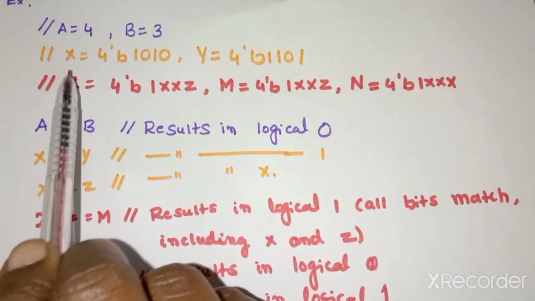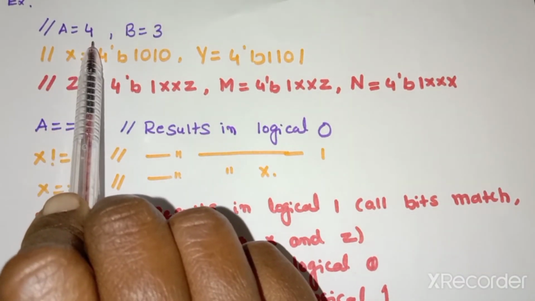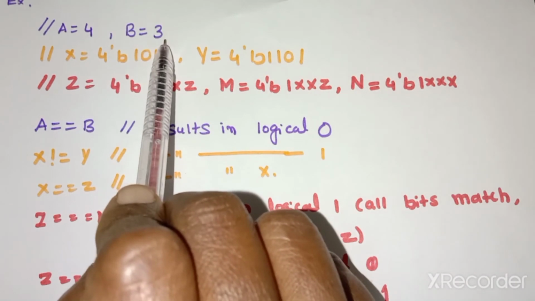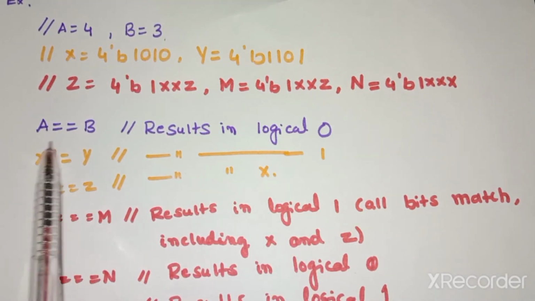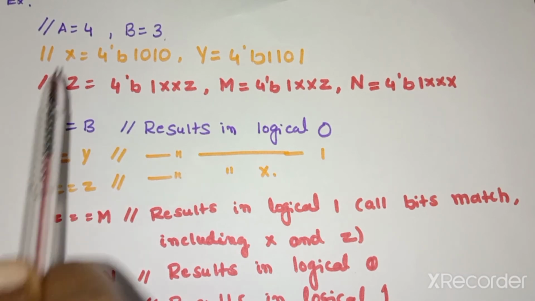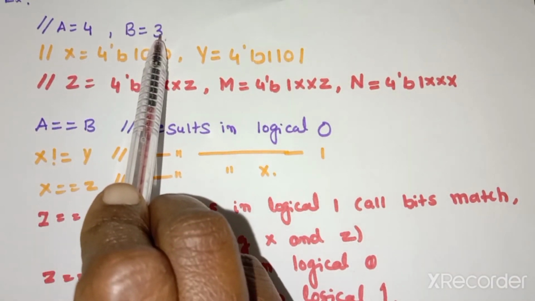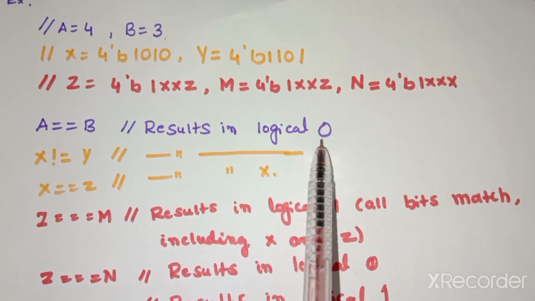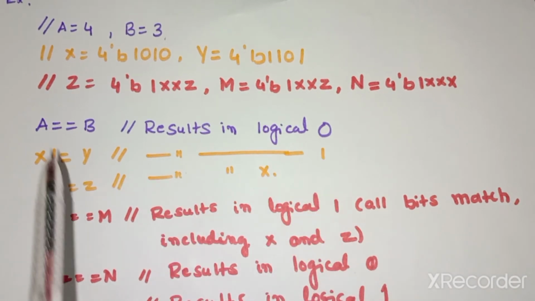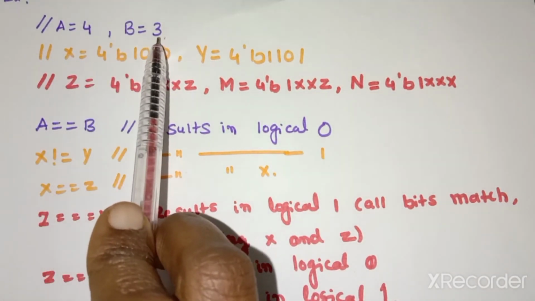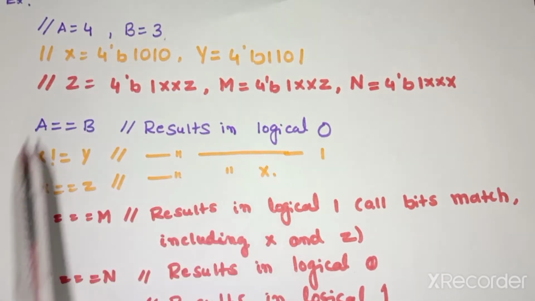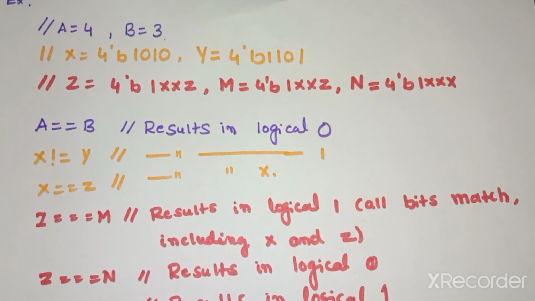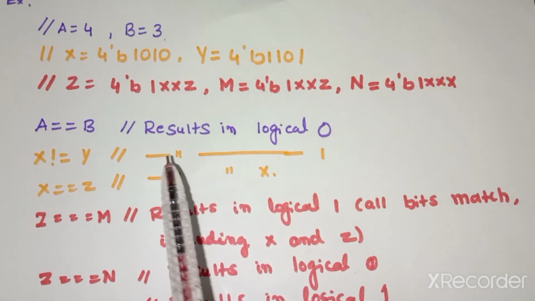So you see here a is equal to 4 and b is equal to 3. If I have written here a equal to b, then what happens? A is 4 and b is 3. What does it result? Logical 0. Why? Because this is not true. Correct? It is going to equate. It is a logical operator.